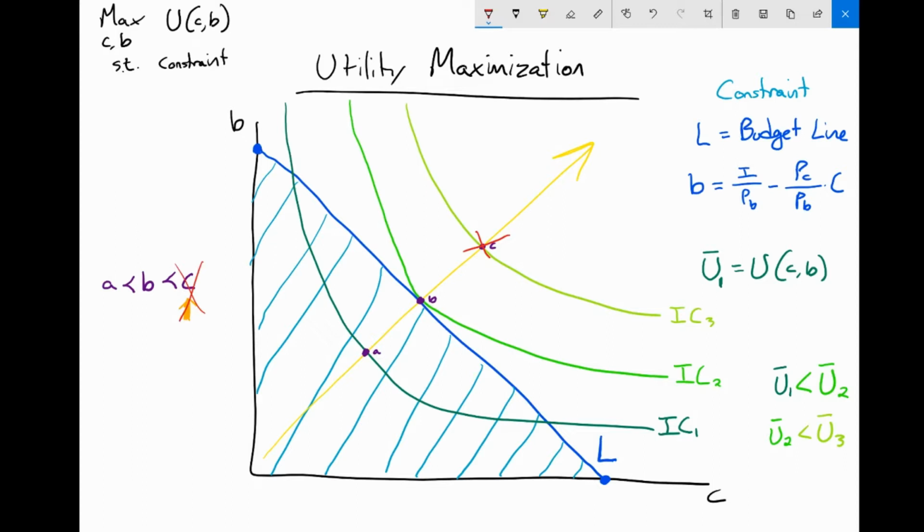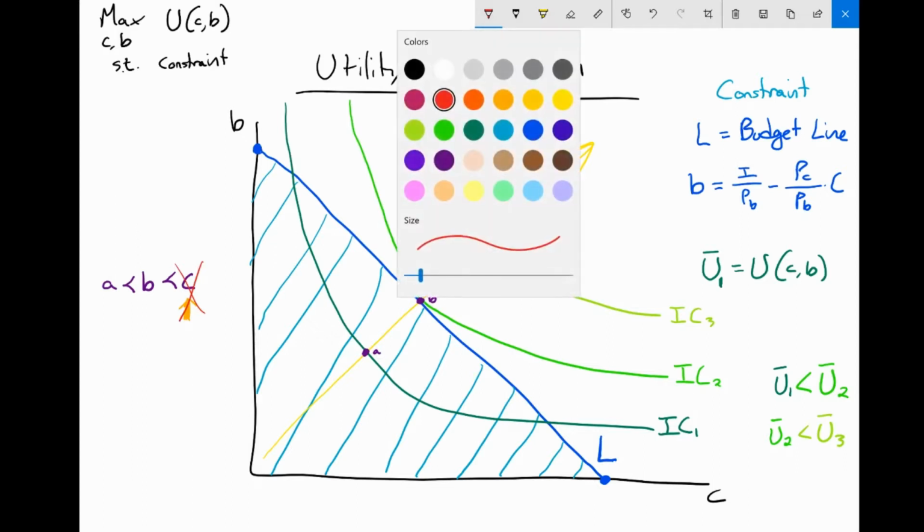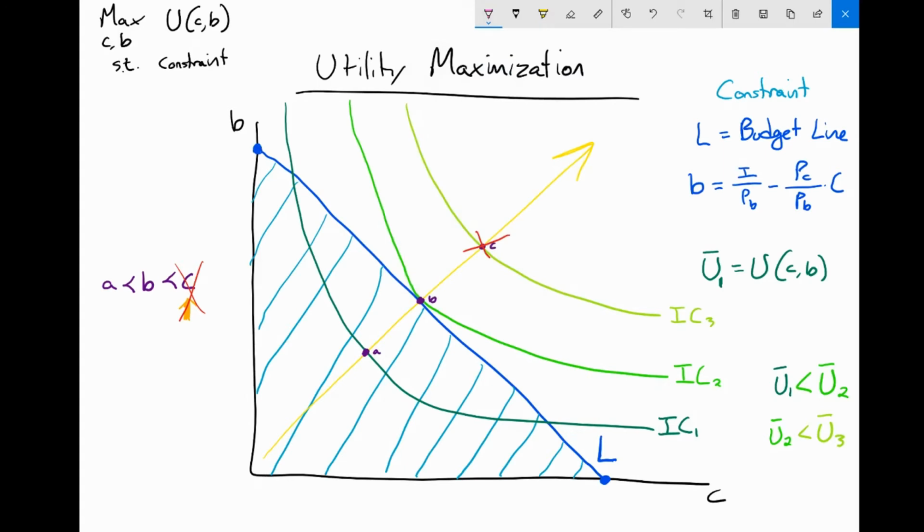Well, let's see. What about A? Can they afford A? Yes, they can afford A. Look, A is a bundle that lies within the opportunity set. It lies below the budget line. That means if they bought bundle A, they would be able to afford it. And in fact, they would even have some leftover income, because at bundle A they are below the budget line. That means the agent is not spending all of their income.